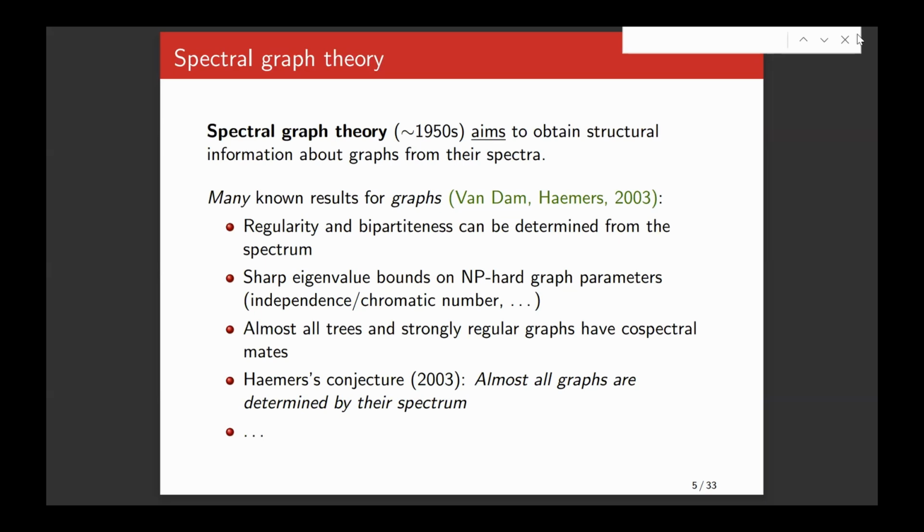He conjectured that almost all graphs are determined by their spectrum. Here he meant the spectrum of adjacency matrices, and by "almost" meaning the fraction of graphs which are determined by the spectrum divided by the total number of non-isomorphic graphs of a fixed order. This conjecture is still wide open, for your information.